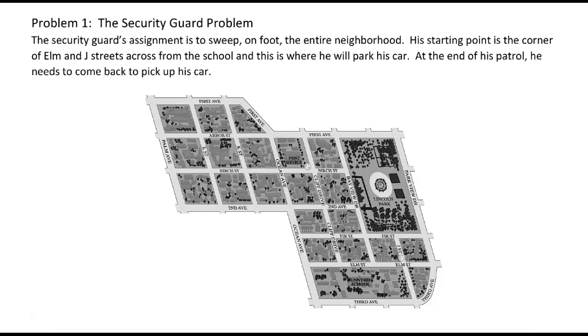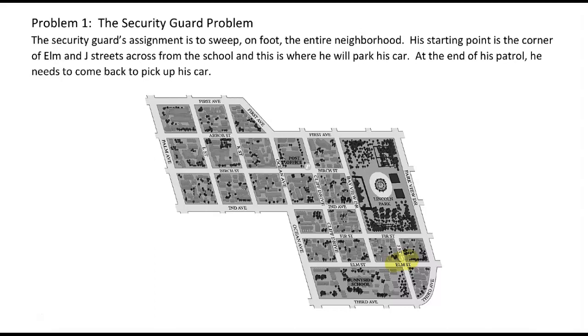First, example 1 is called the security guard problem. The security guard's assignment is to sweep on foot the entire neighborhood. His starting point is the corner of Elm and J Streets, which is marked with an S right here. It's across from the school, and this is where he will park his car. At the end of his patrol, he of course needs to come back to his car to go home. Can you picture this scenario?